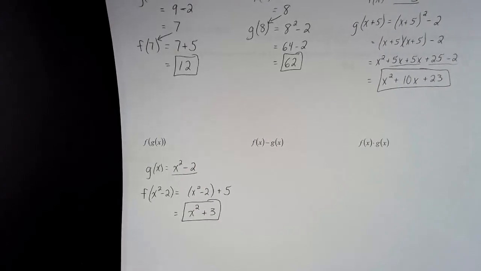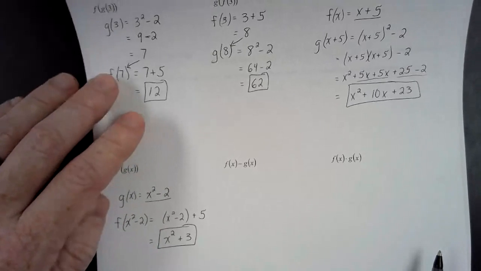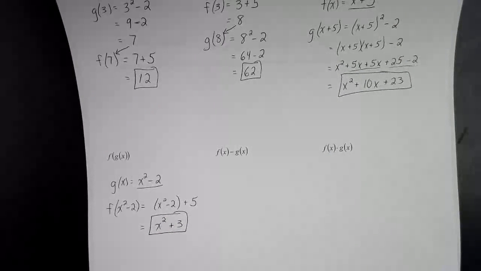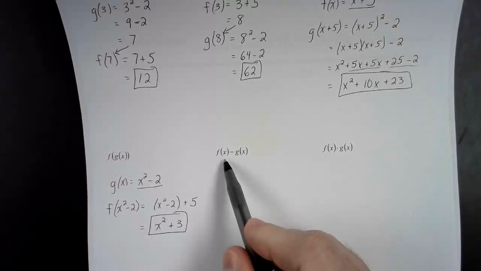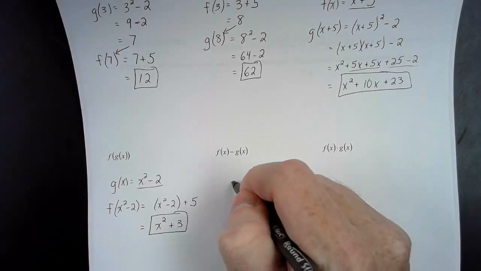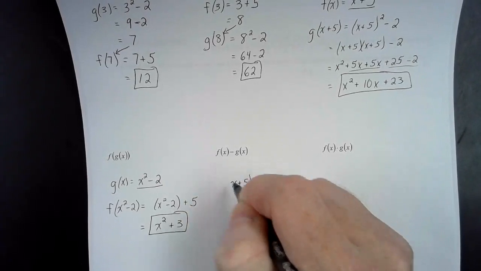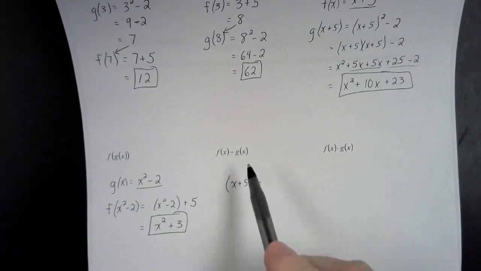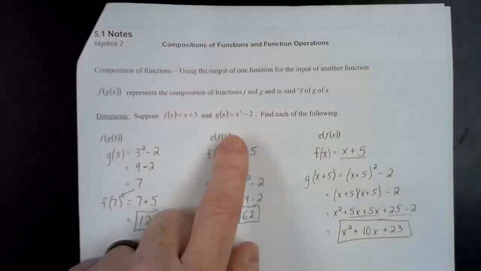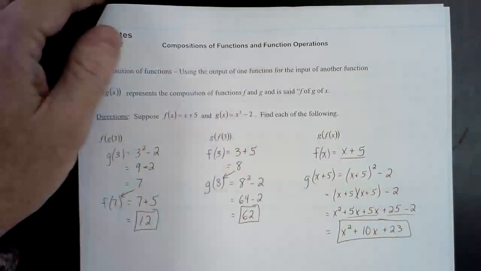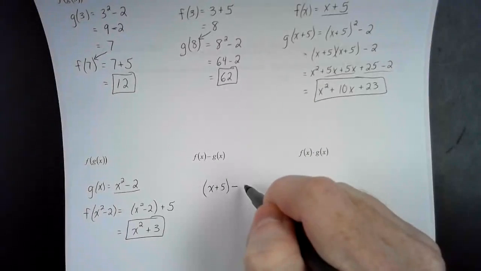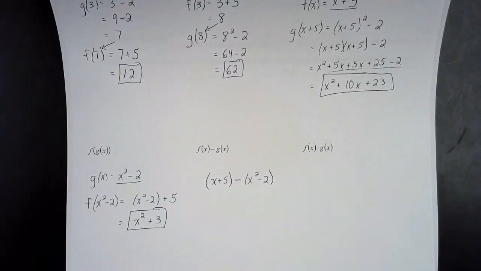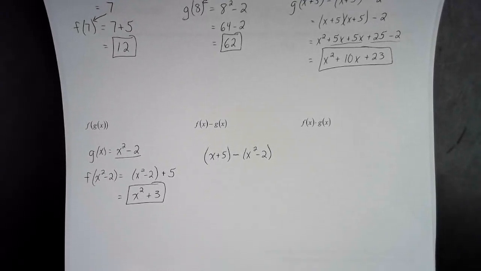Okay, now we're getting into where you have to perform some operations on some functions. In this case, we have subtraction. So f of x, well, what is f of x? That was x plus 5. And then you're going to subtract g of x. And g of x was the other one, the x squared minus 2. Then you're just going to do algebra 1 here.